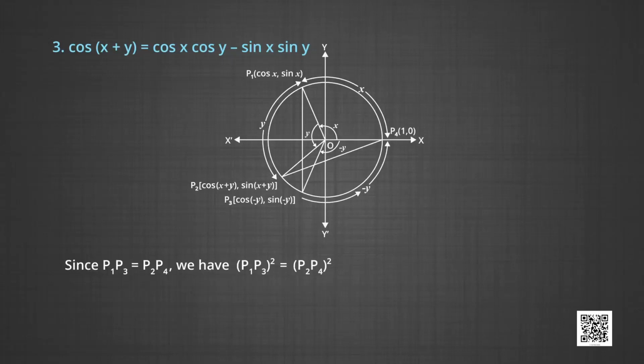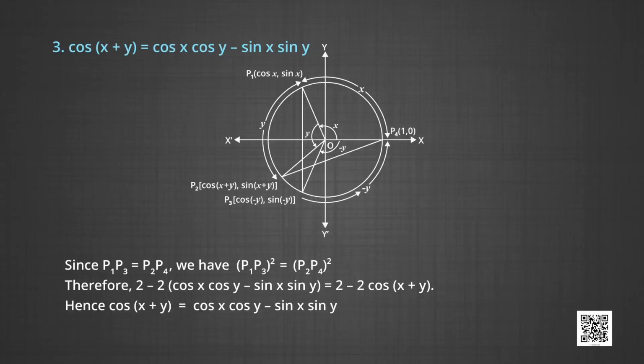Now, we have already stated that P1P3 is equal to P2P4. Therefore, P1P3 the whole square is equal to P2P4 the whole square. Therefore, 2 minus 2 times cos x cos y minus sin x sin y is equal to 2 minus 2 times cos of x plus y. Now comparing the two sides, we get cos of x plus y is equal to cos x cos y minus sin x sin y.